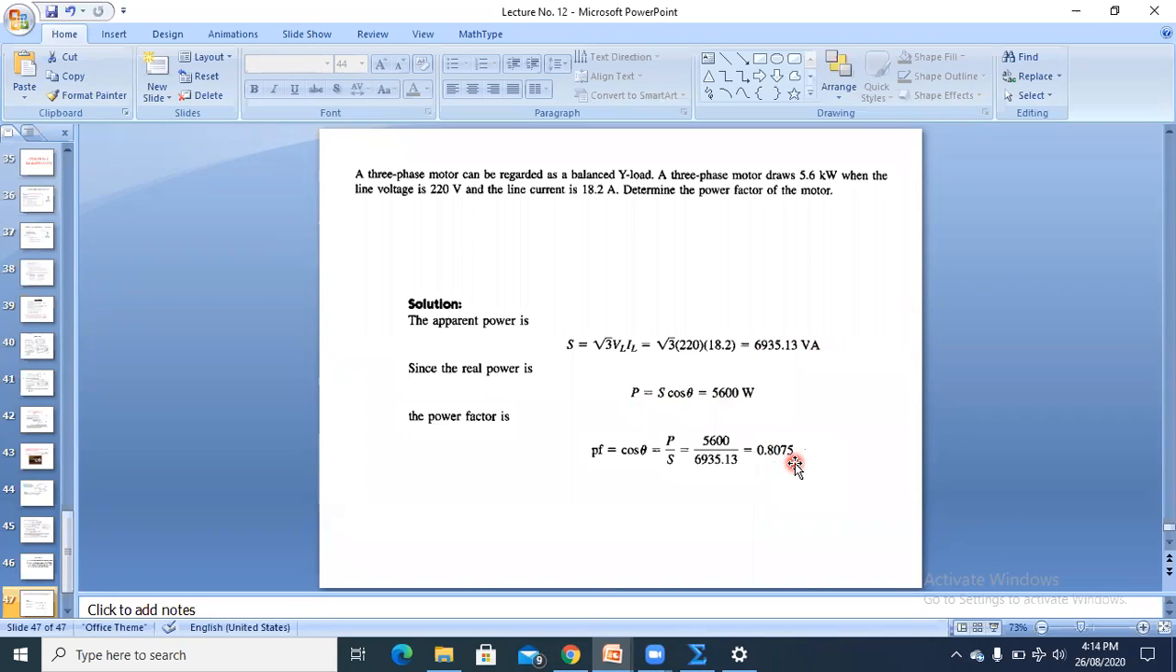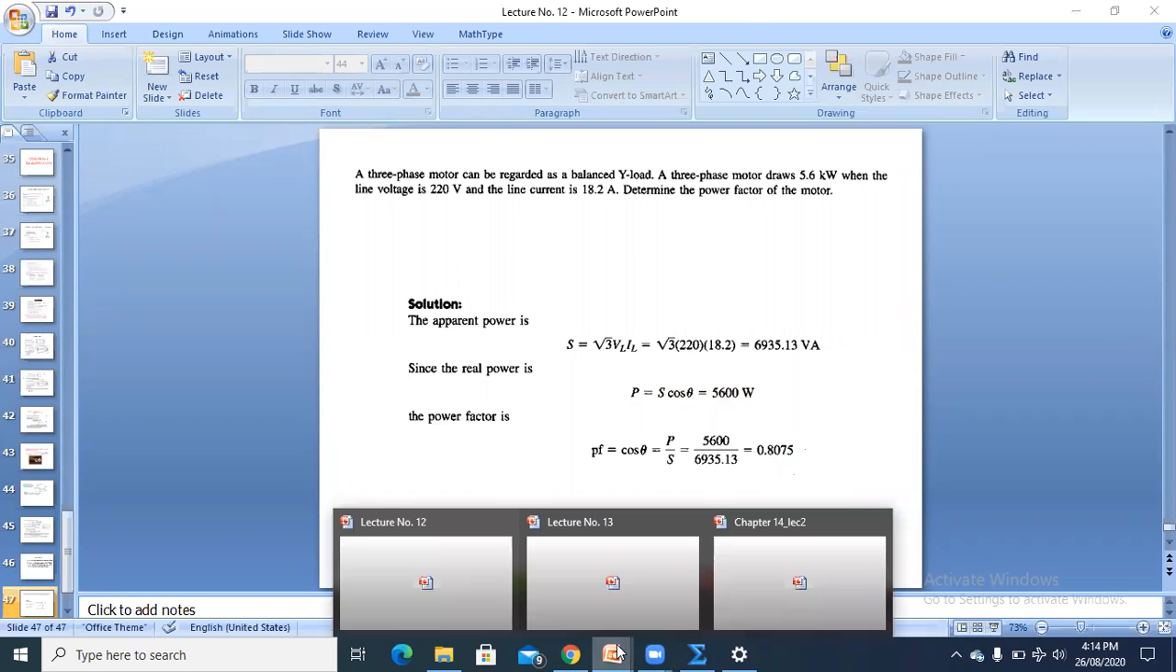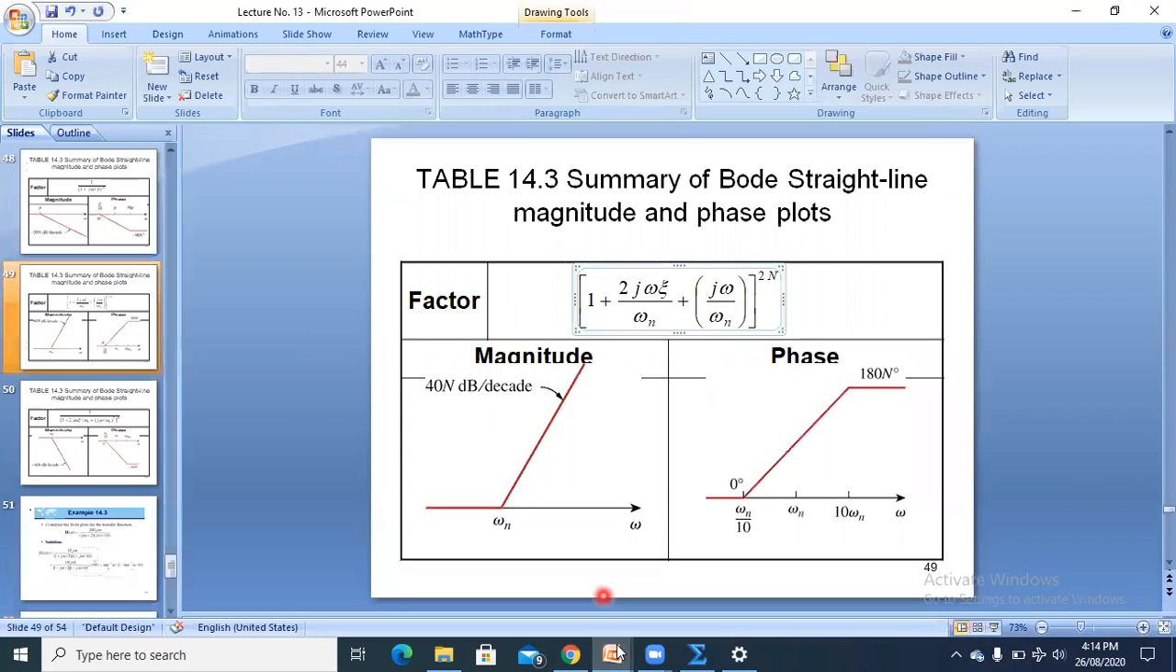So this is about the power system, and now we start some new concept about frequency.